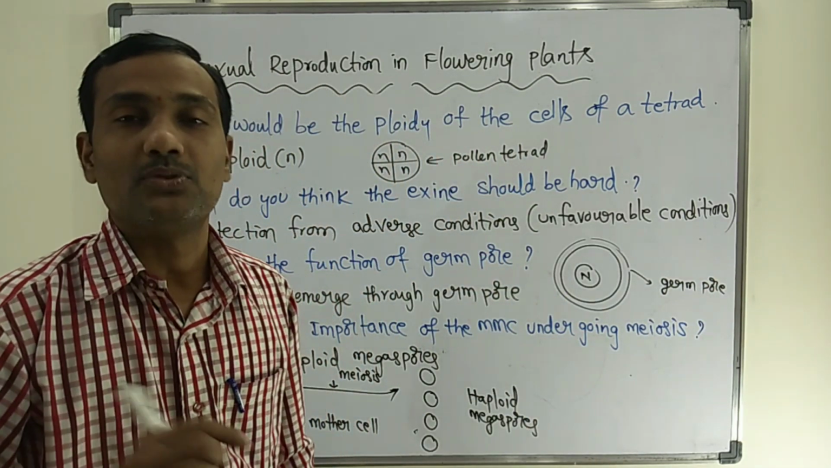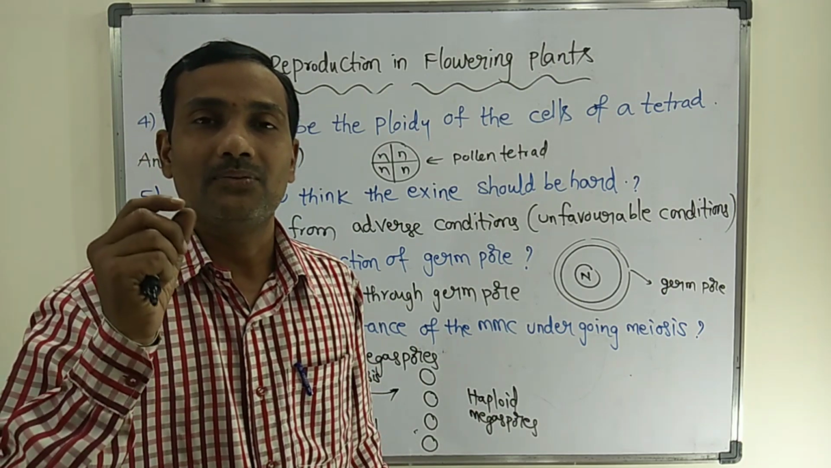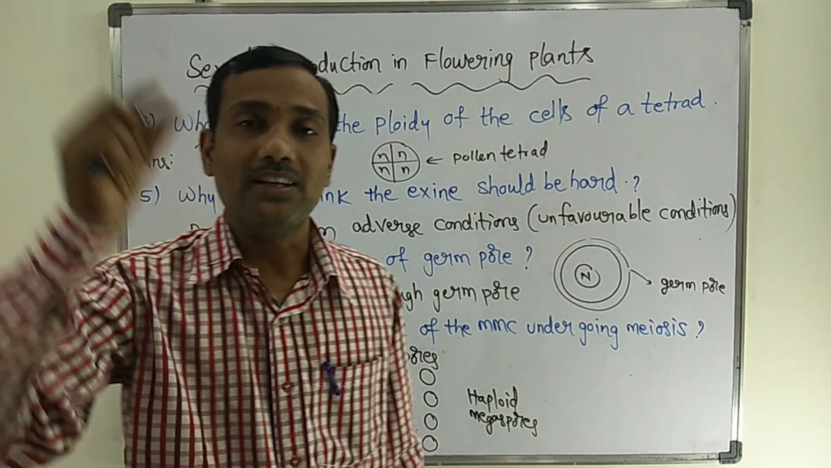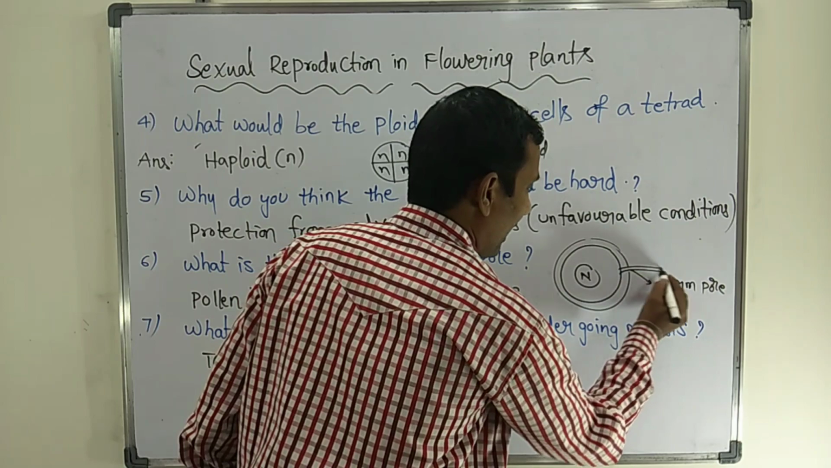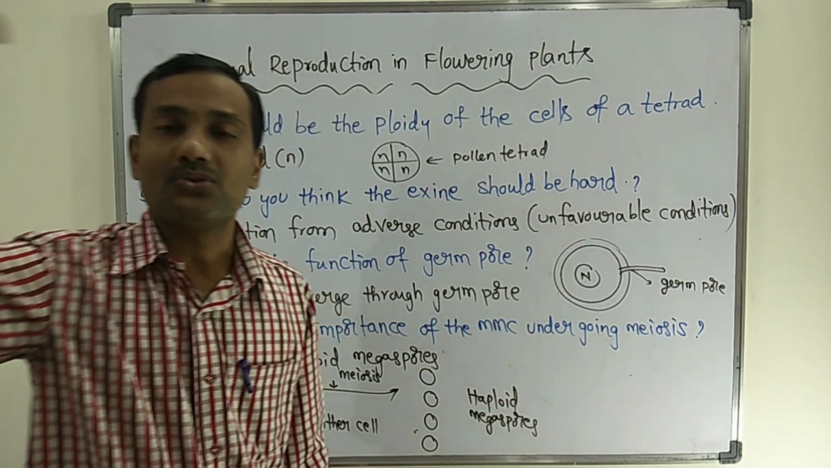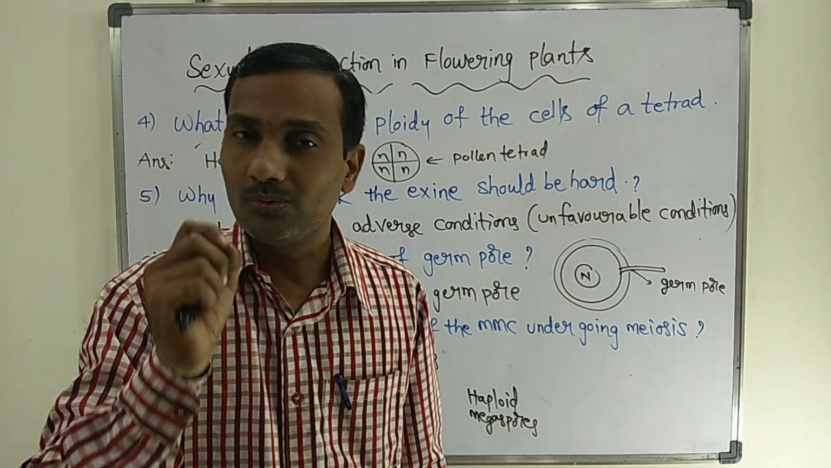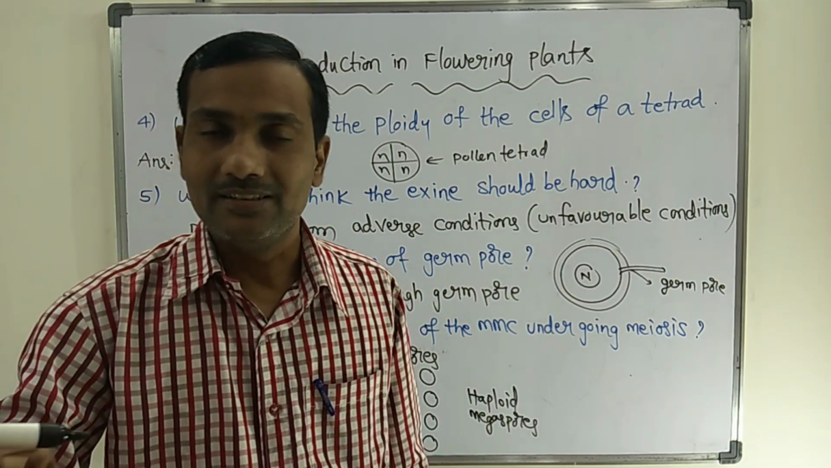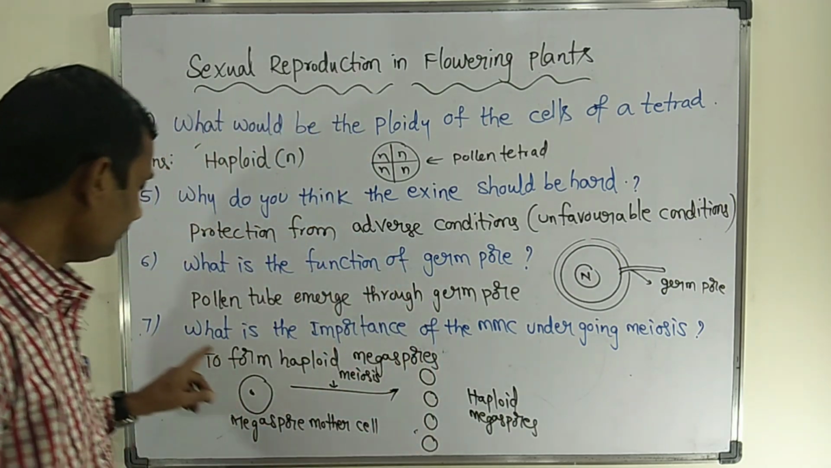The germ pore helps in the emergence of the pollen tube at the time of pollen germination. After the pollen grain falls on the stigma of the flower, the pollen tube emerges and comes outside through the germ pore. If a germ pore is not found on the pollen grain, pollen tubes will not come outside. It's highly impossible for the fertilization process to occur.